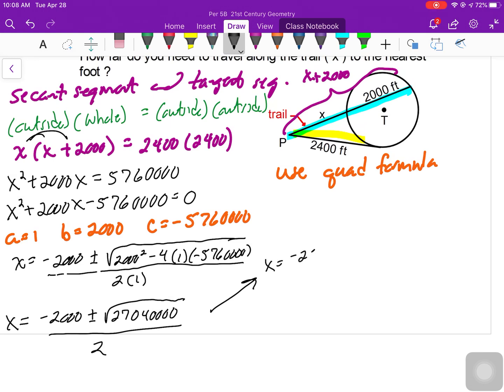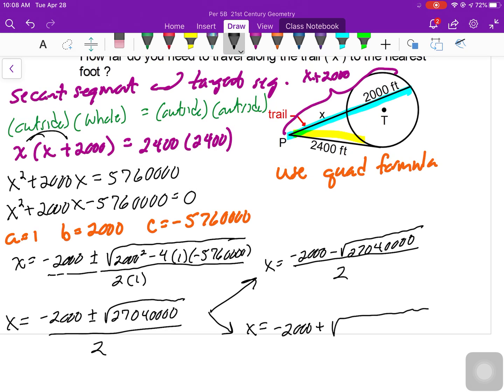We know from our experience that this splits into two possibilities. One is when we use the minus: negative 2,000 minus the square root of 27,040,000, divided by 2. The other one we use the addition sign: x equals negative 2,000 plus the square root of 27,040,000, all divided by 2.